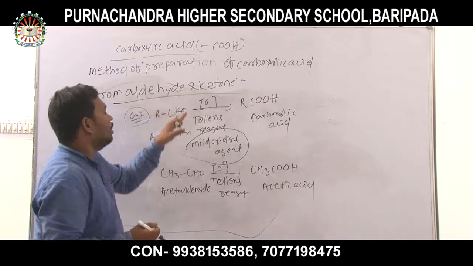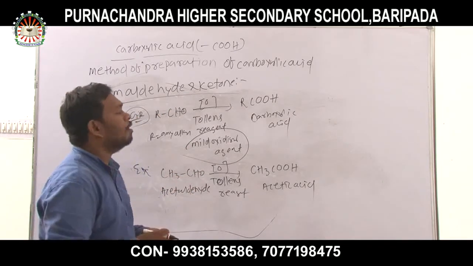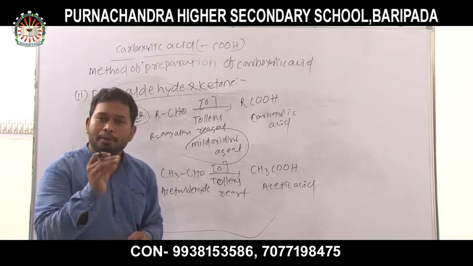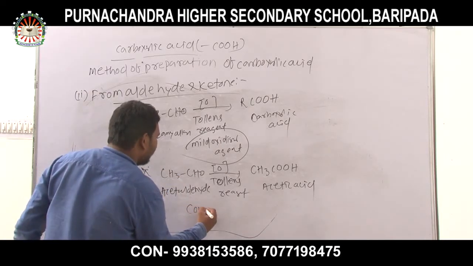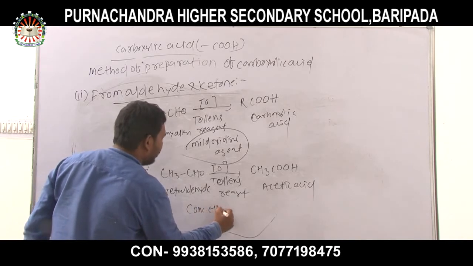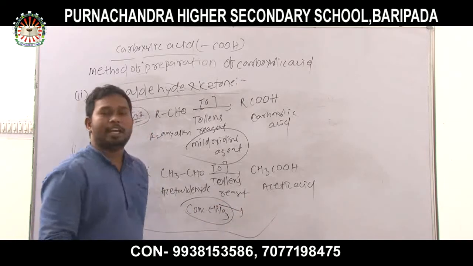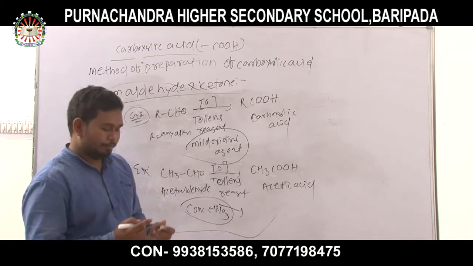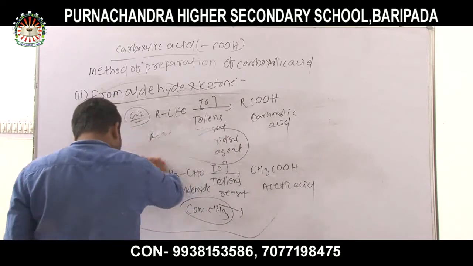Also from ketone, but it is very difficult to prepare carboxylic acid from ketone. Under drastic conditions, using concentrated HNO3, when treated with ketone, the acid can be formed, but it is very difficult. Then the third one is from nitriles.